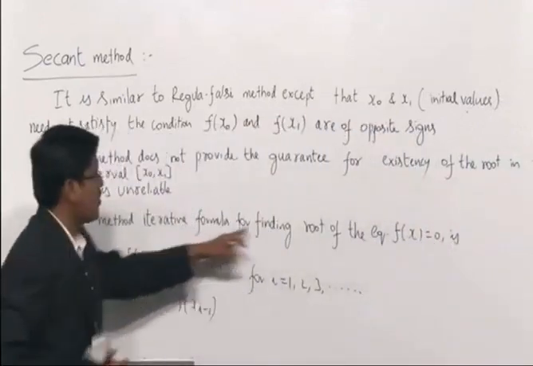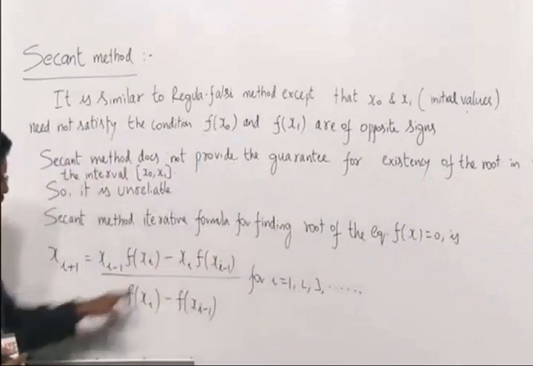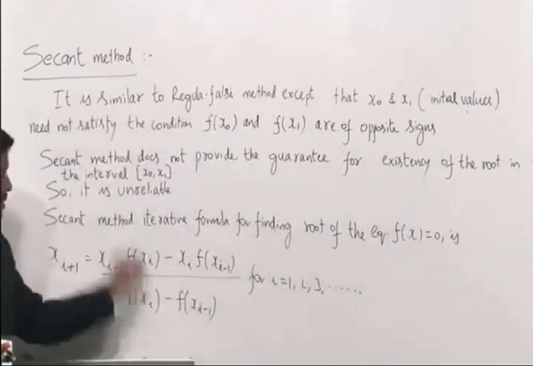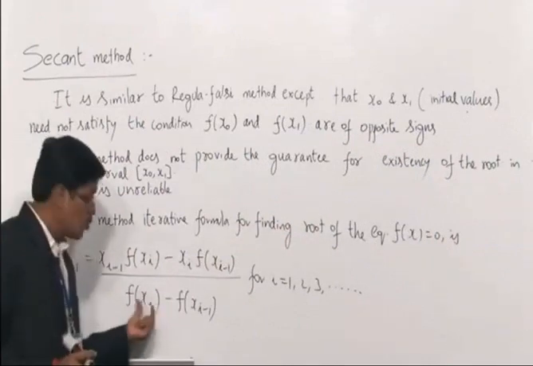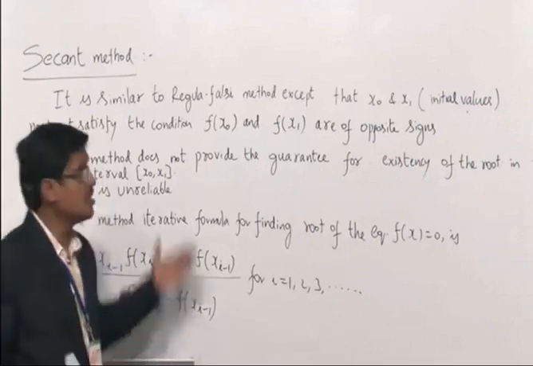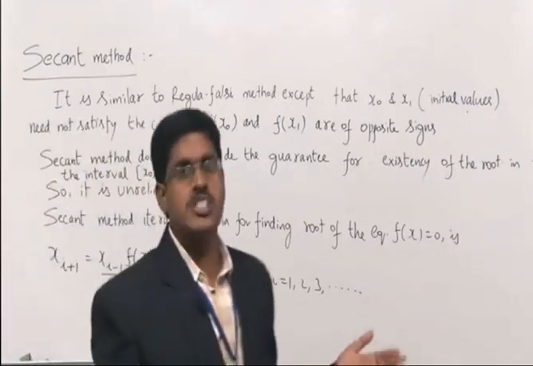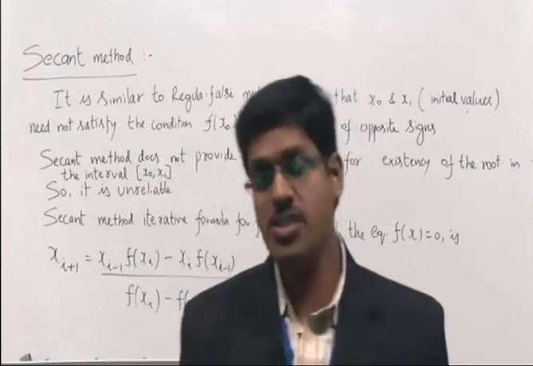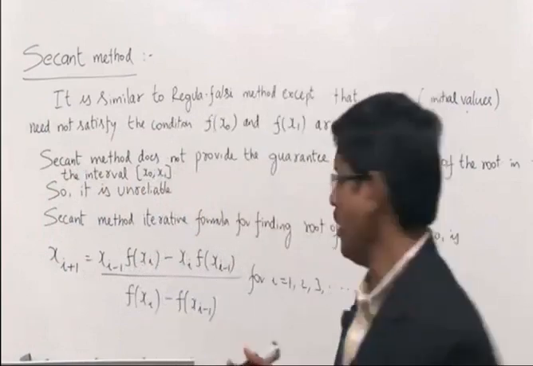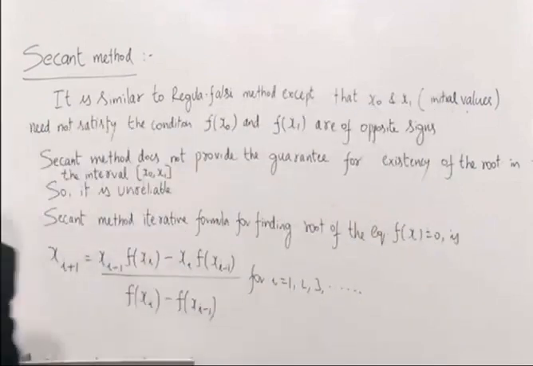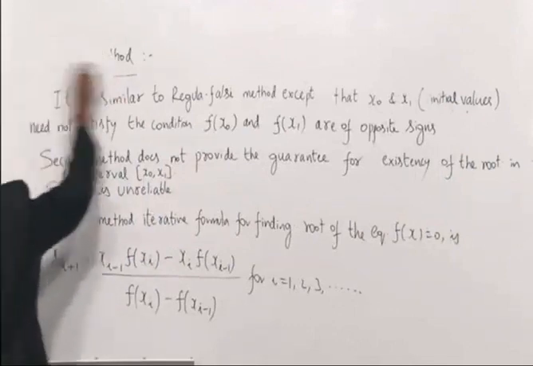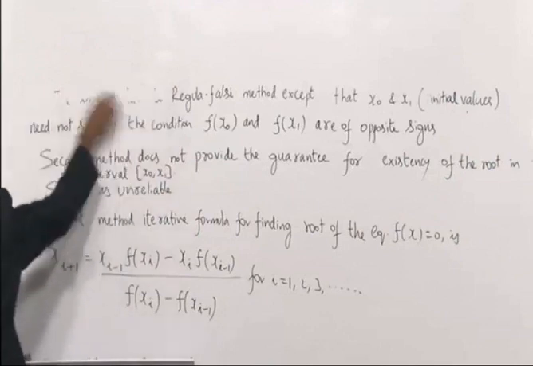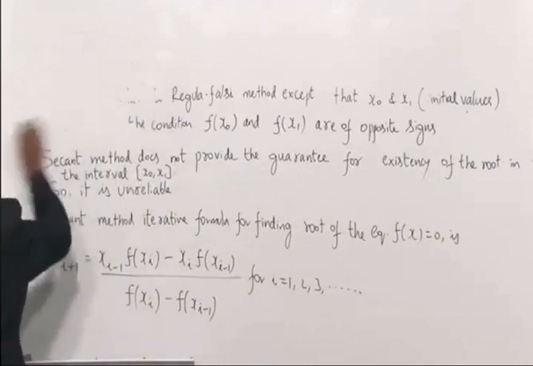The secant method iterative formula for finding the root of the equation is the same. That's why it is similar to regula falsi, the same method. Whenever these two are equal, it is divergent. This method fails whenever two function values are equal, f(x0) and f(x1) or f(x1) and f(x2) etc. Whenever these two coincide in a given problem, then this method fails.